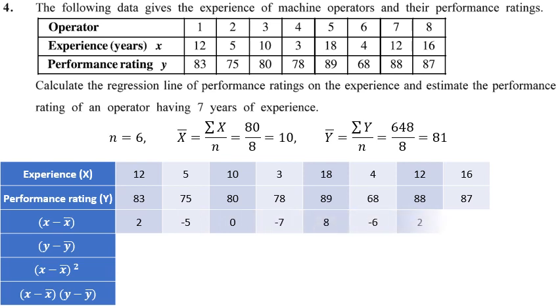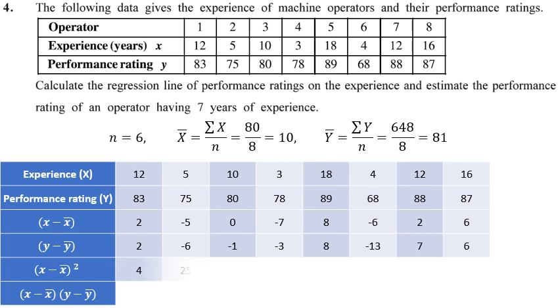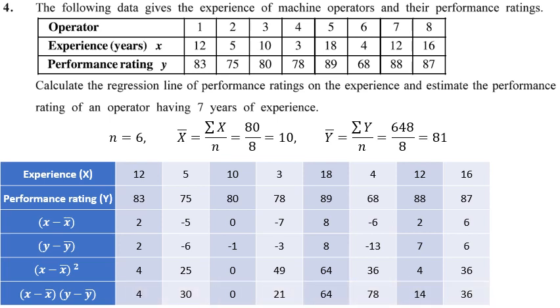X minus X bar, that is, X bar is 10, so we will be deducting 10 from each and every value of X. The value of Y bar is 81, so we will deduct 81 from each and every value of Y. That way we will get two of our most important columns. Once you are done with the X minus X bar and Y minus Y bar columns, make a square of the X minus X bar column, which will give you these values, and then multiply the X minus X bar and Y minus Y bar columns, and that will provide you with these values.